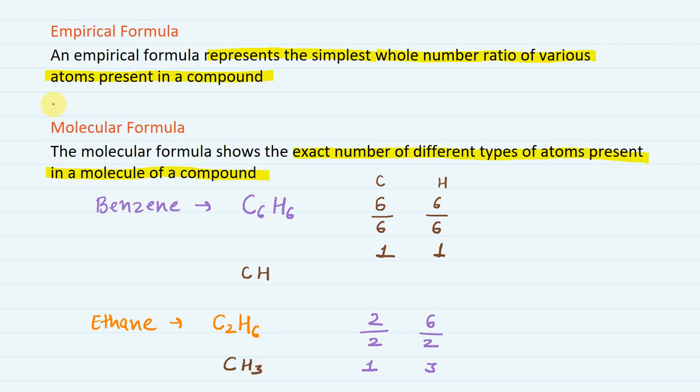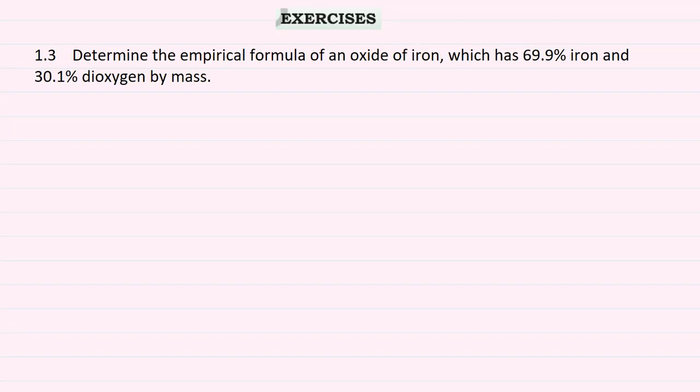Now, in this video we are going to learn how to find the empirical formula using the mass percent of various elements present in a compound. Such kind of problems are given in our NCERT textbook. Here is the NCERT problem. Let's try to solve this: how to find the empirical formula using the mass percentage.